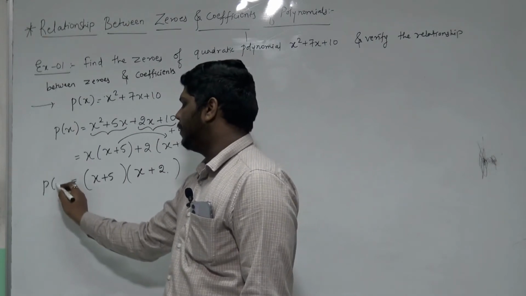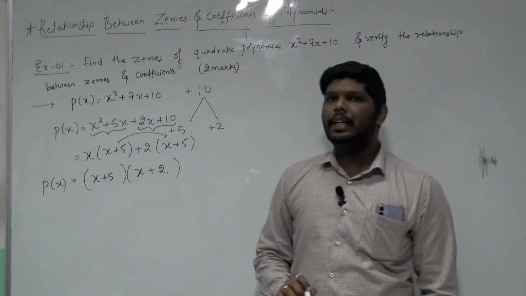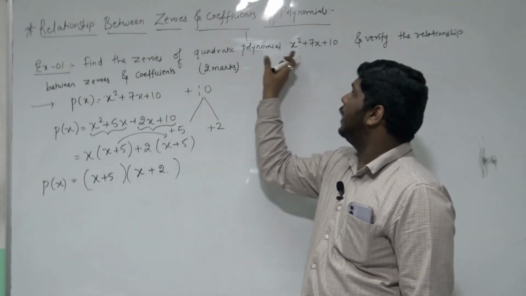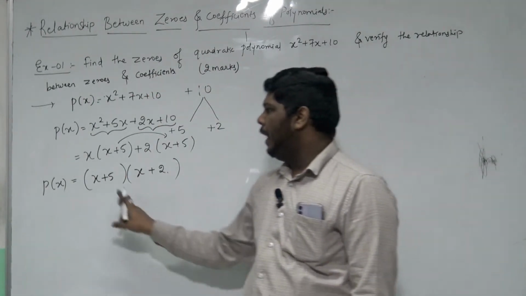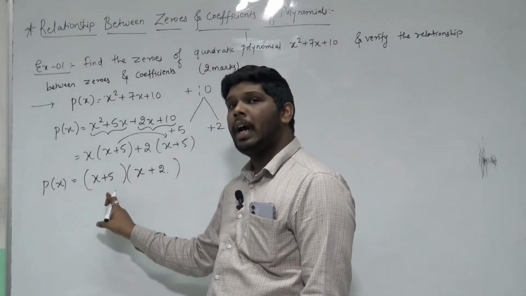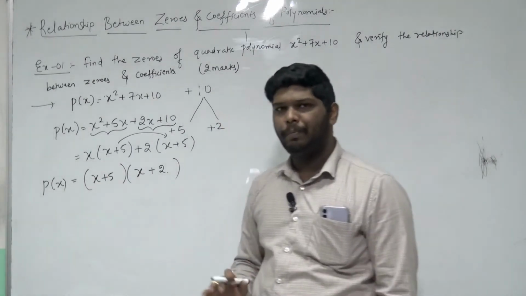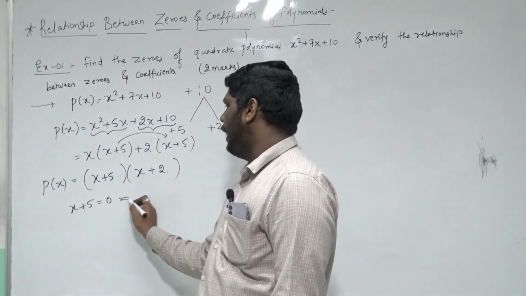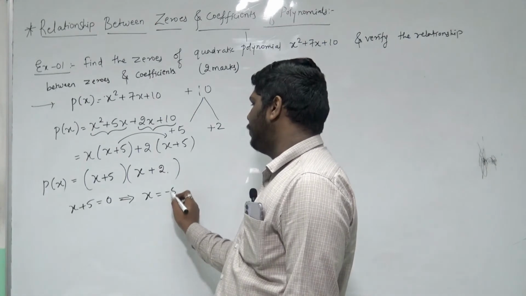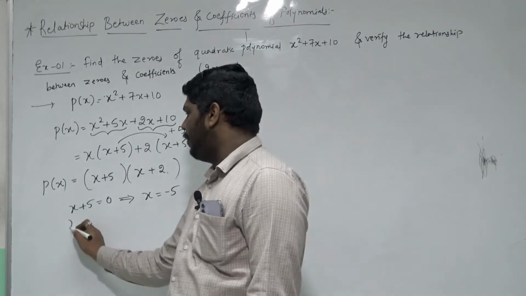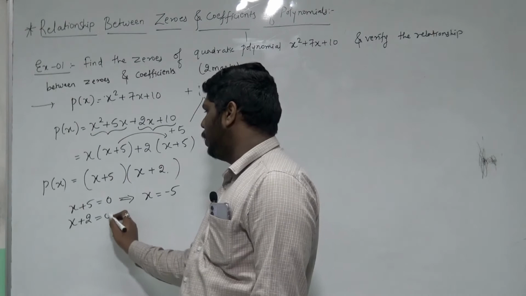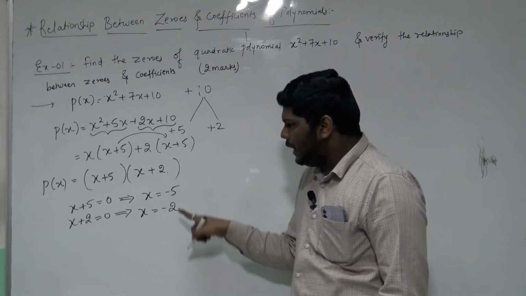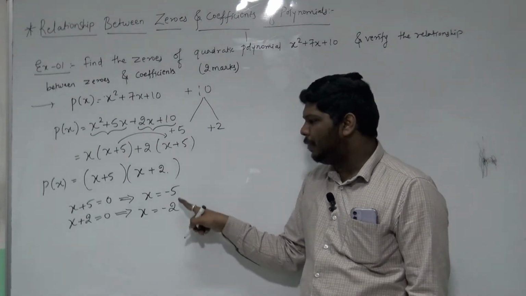So p of x. Now we are supposed to find the zeros. So what do you mean by zeros? Those values of x, if I keep it here, the answer I should get is zero, right? It means I have to equate these brackets to 0. So if I say x plus 5 is equal to 0, it means the value of x has to be minus 5. And similarly, if I say x plus 2 is equal to 0, it implies the value of x has to be minus 2. So these are the two zeros, that is minus 5 and minus 2.